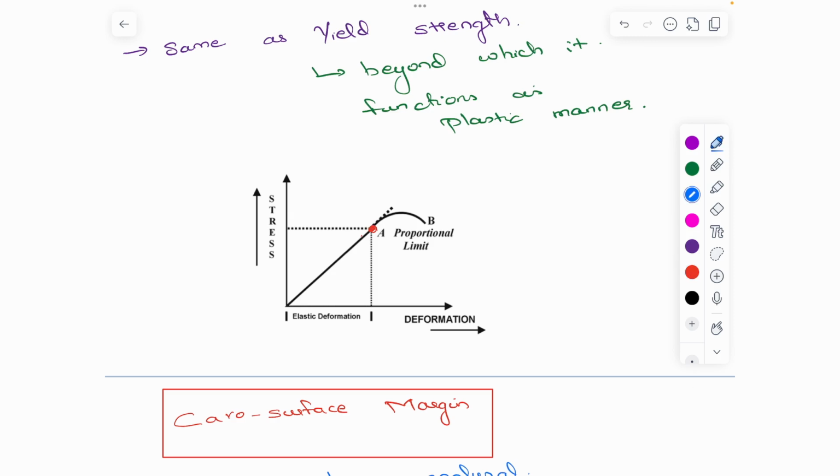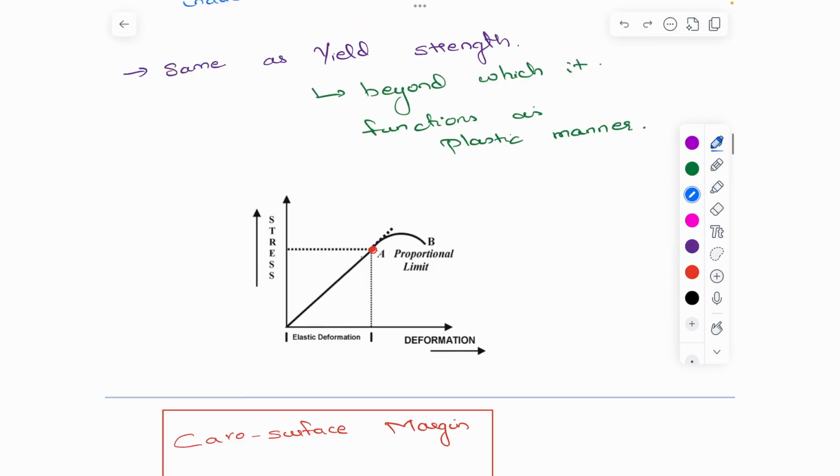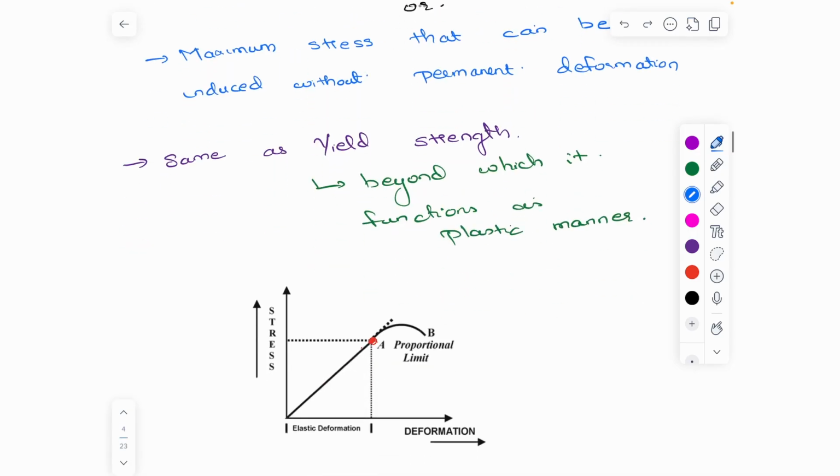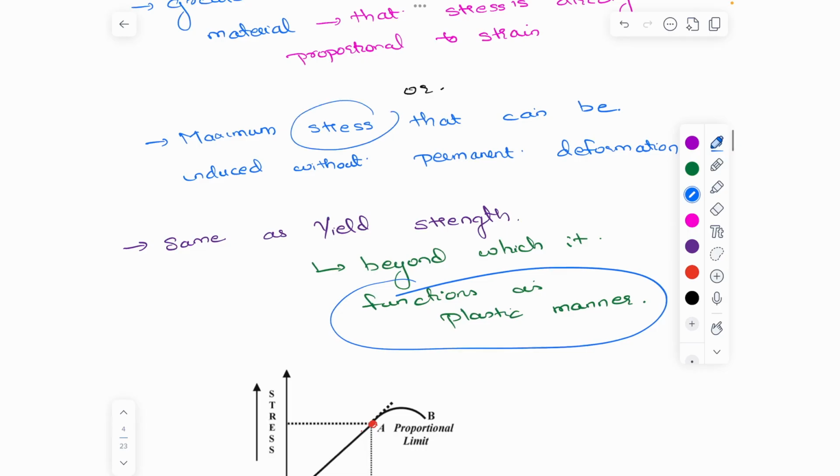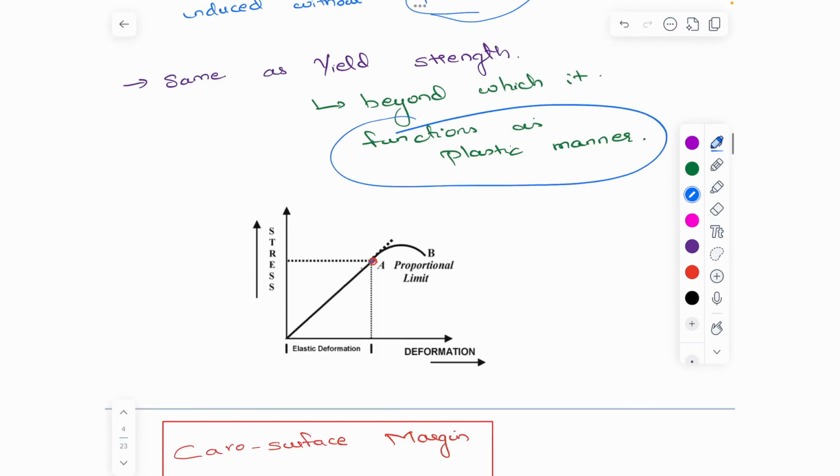How do you understand that? Because the graph is a straight line. Above this point, the stress is not proportional. It is deforming, or it is not proportional, or beyond which it functions in a plastic manner. Or the maximum stress that can be induced without permanent deformation. Now, the maximum stress without permanent deformation. There is no permanent deformation here. There is permanent deformation here. Understood? So this is basically your proportional limit.